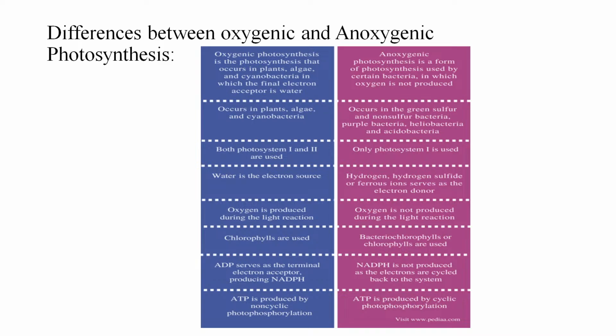In oxygenic photosynthesis, NADP plus serves as the terminal electron acceptor, producing NADPH with the energy generated from ATP, whereas NADPH is not produced in anoxygenic photosynthesis because the electrons, as we have seen previously, are cycled back to the system, so there is no transfer of electrons to other electron carriers. And finally, ATP is produced by non-cyclic photophosphorylation in oxygenic photosynthesis and by cyclic photophosphorylation in anoxygenic photosynthesis.